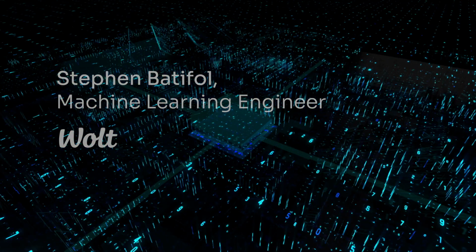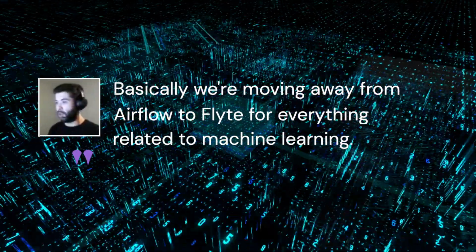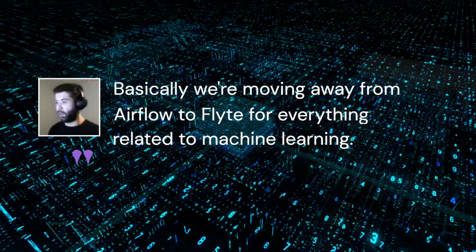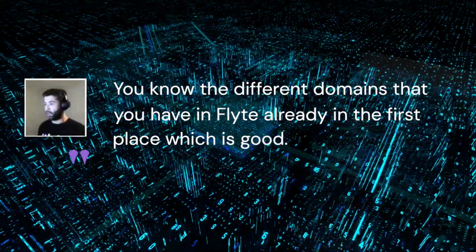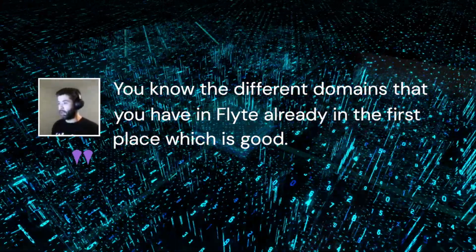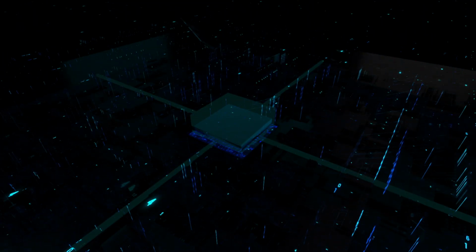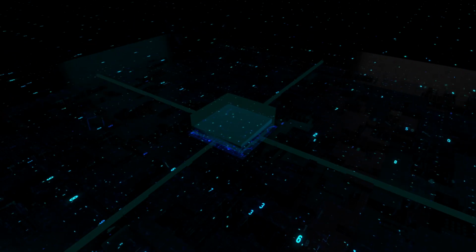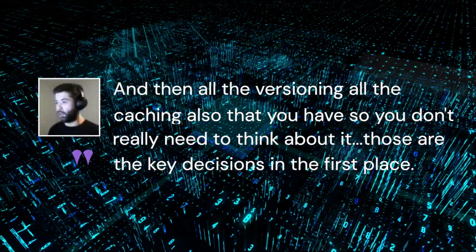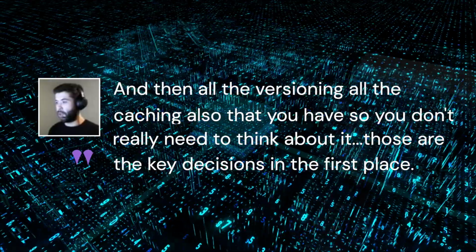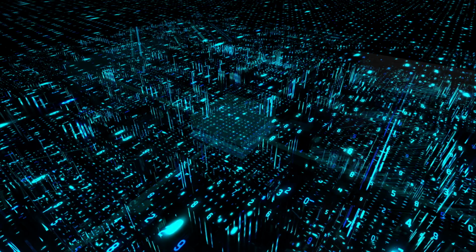We will use it to train the models. And basically, we're moving away from Airflow to Flyte for everything related to machine learning. There are a lot of things that we don't like about Airflow, but it's also the different domains that you have in Flyte already in the first place, which is good. So that's the first thing. And then all the versioning, all the caching that you have. You don't really need to think about it. Usually, you have it yourself. So those are key decisions in the first place.